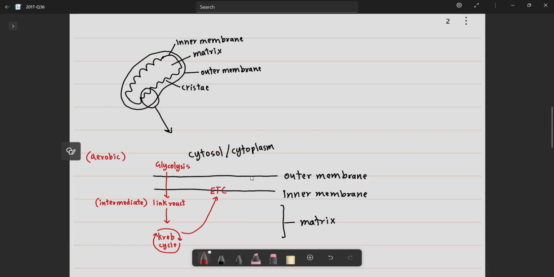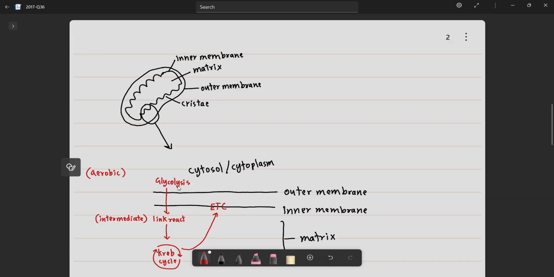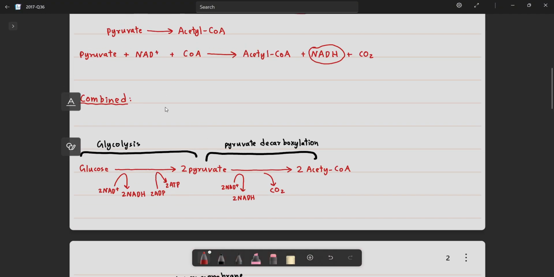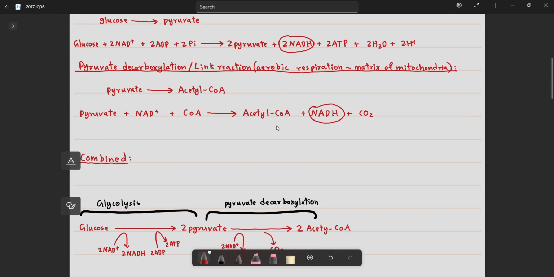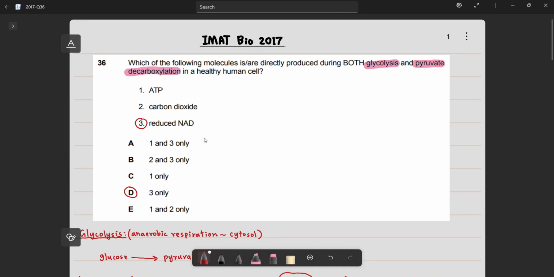Okay, so this is just for the basic and general understanding about the question, to get a clearer idea about how these reactions are linked together and why the link reaction, which is pyruvate decarboxylation, is in the aerobic condition, although it does not use oxygen directly. Okay, so just knowing the basic chemical equation, the word equation for these two processes, is enough to solve this question. So the only correct option is option 3, reduced NAD. Okay, so that's how we solve this question.